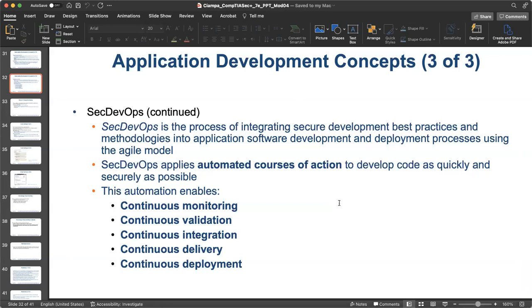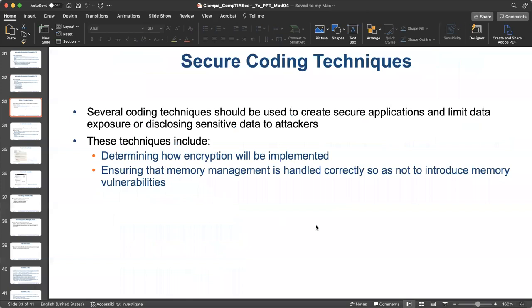However, the cornerstone of SecDevOps is automation. Remember, without automation, SecDevOps doesn't really have meaning. With standard application development, security teams often find themselves stuck with time-consuming manual tasks, while security DevOps, on the other hand, applies what is called an automated course of action, as we discussed, to develop the code as quickly and securely as possible. What I want you to note is that when it comes to secure development of the code, there are many processes involved, right?